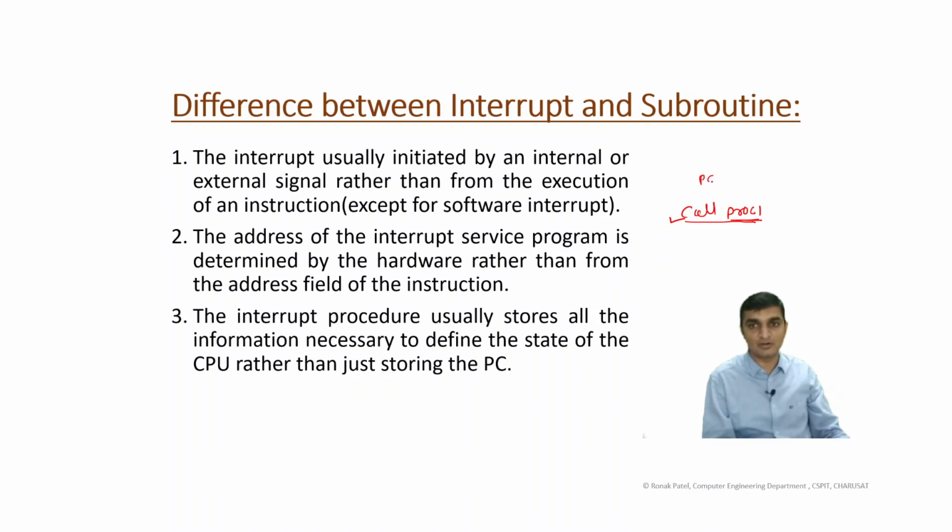We were storing only the program counter value, not anything else. But whenever there is an interrupt, at that time, what do you need to store? You need to store all the status of your state. That means status bits, your register values, then the program counter value, all this you need to save, right? So once the interrupt is served, then you can again start the execution, right? So these are the differences between interrupt and subroutine.